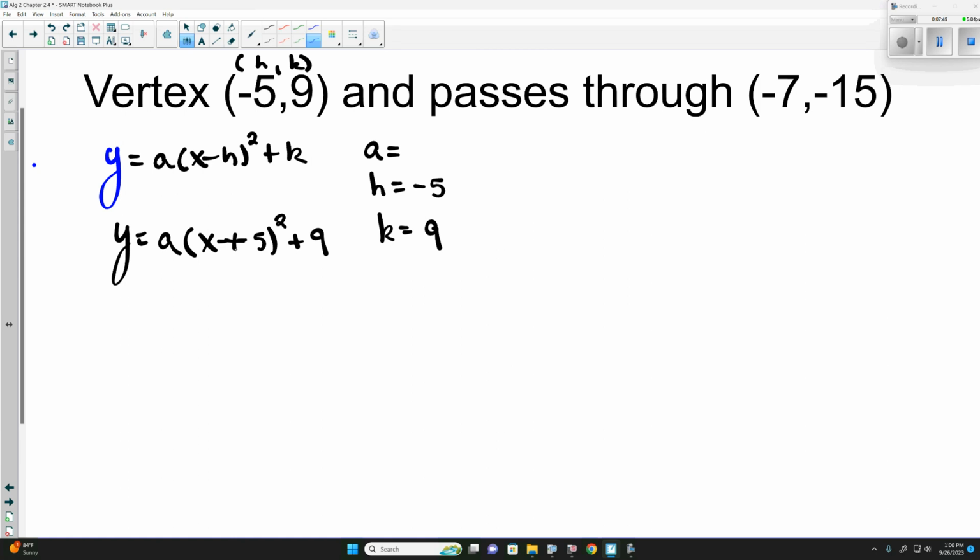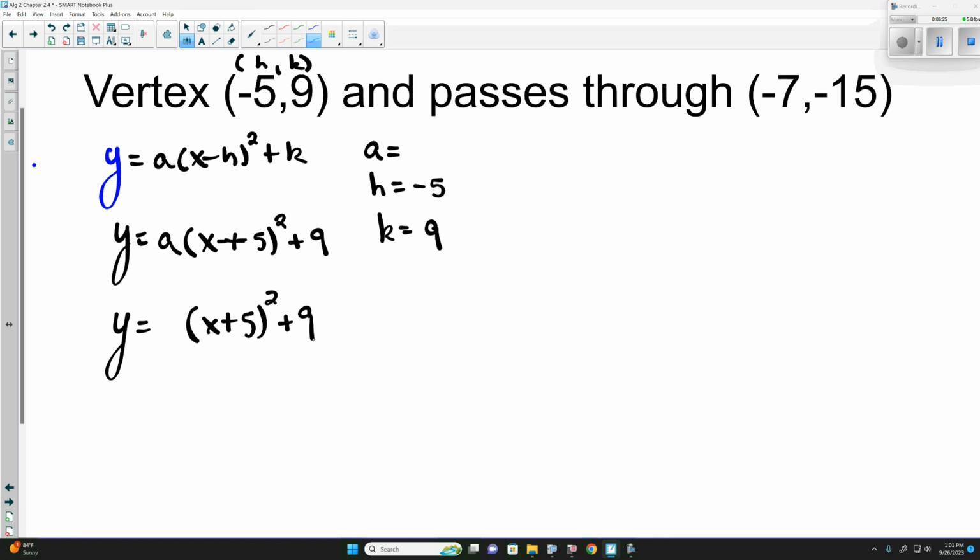We can simplify that as we go, because we don't necessarily have to change it as we plug it in. So you could plug it in as x plus 5 originally, or x minus -5, then change it to a plus. The same thing is true with our plus k, because if it had been -9, we could have said plus -9. Then once we found the value of a, we could change it to minus 9 if it was negative, or leave it as plus since it is positive. Does that make sense?